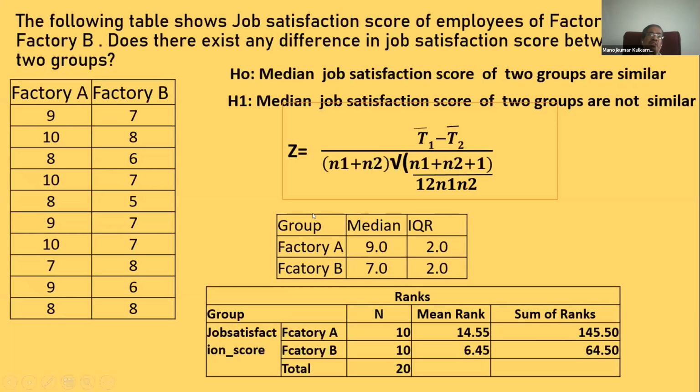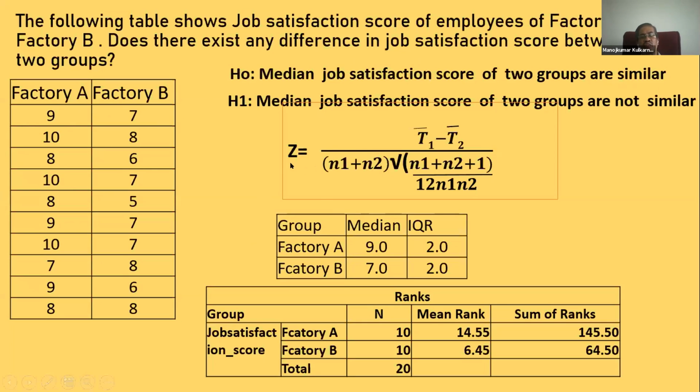Let us take an example. Here we have two sets of measurements. We have made measurements of job satisfaction of employees in two factories. We approached employees of two factories, factory A and factory B. We measure their job satisfaction on a scale of 1 to 10, where 1 indicates highly dissatisfied and 10 indicates highly satisfied. Our objective of comparison is whether there is any difference in the median job satisfaction score of these employees.